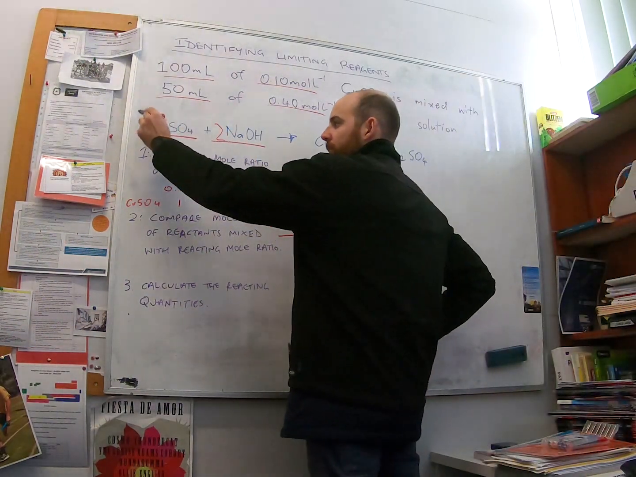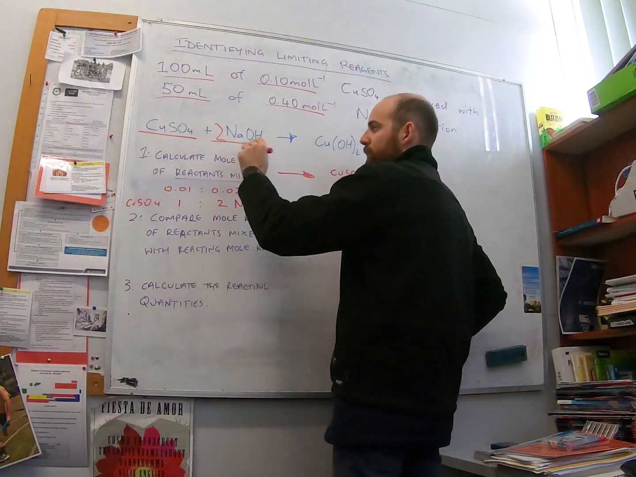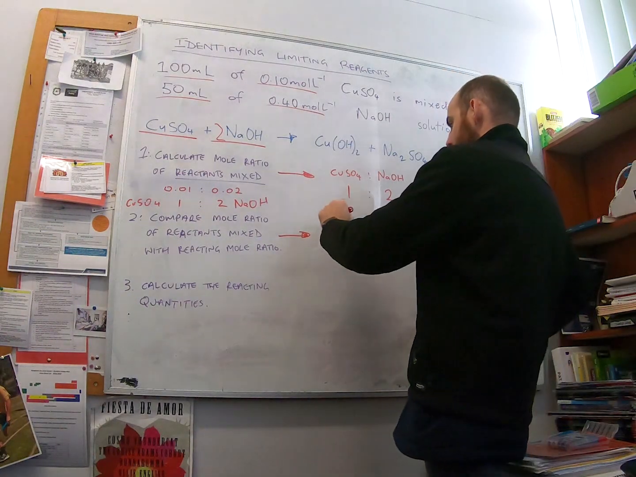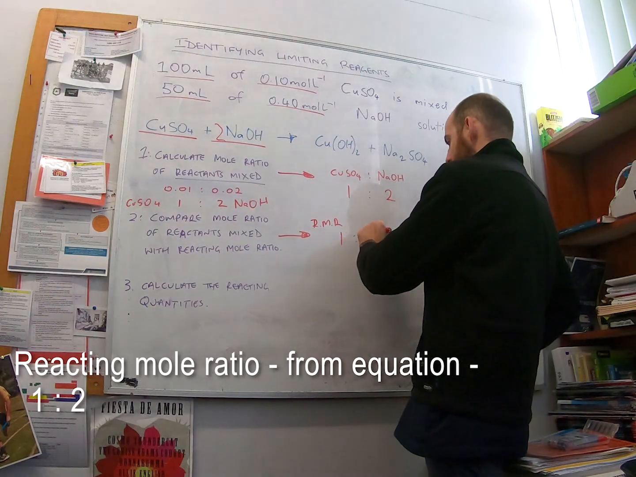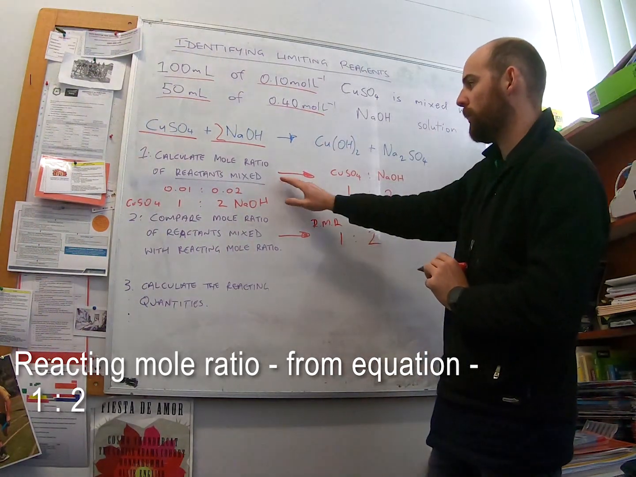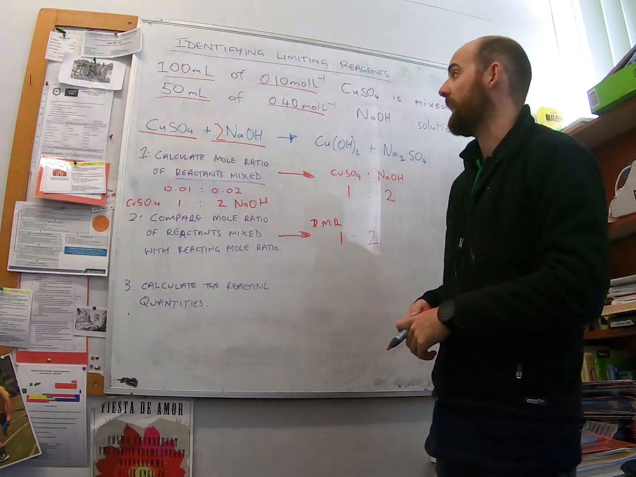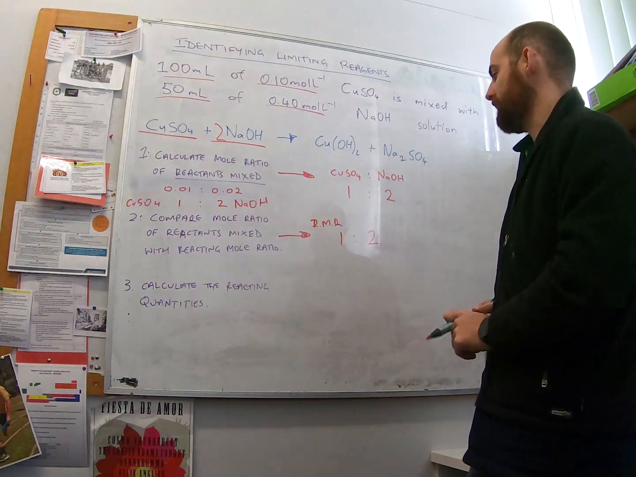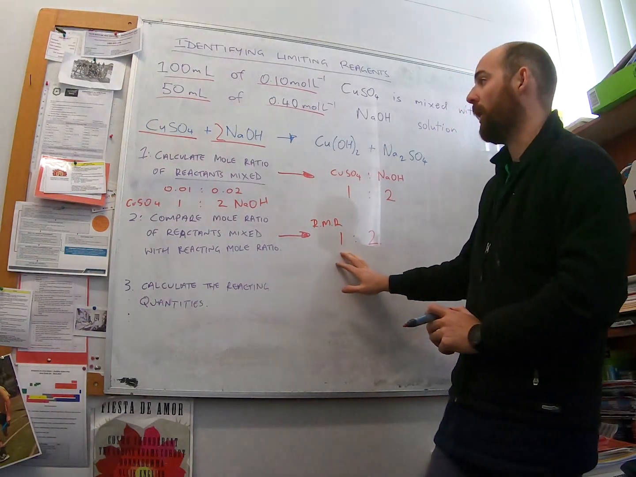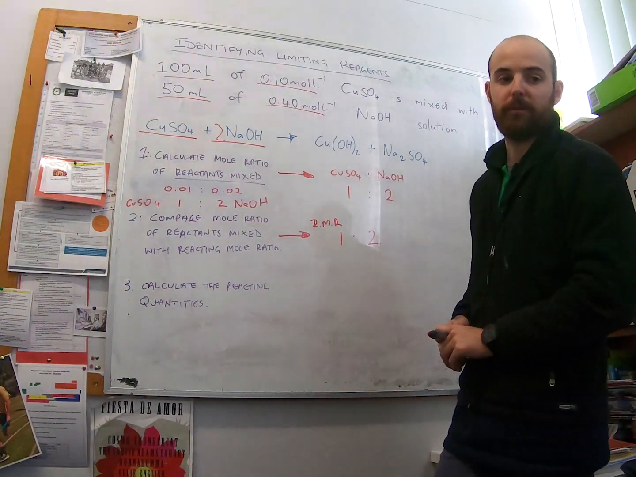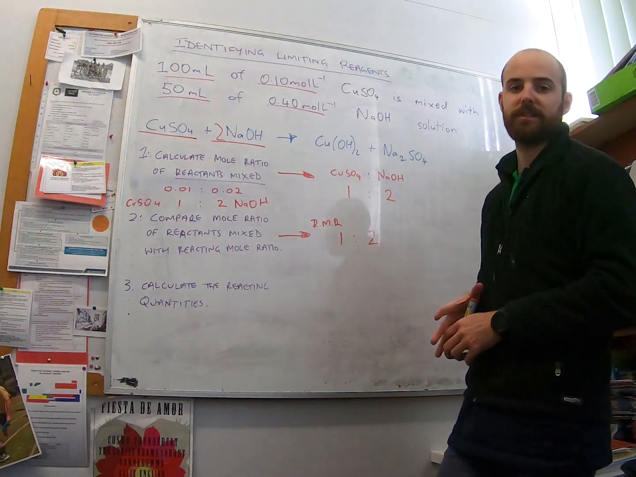So if we have a look here, we've got 1 copper sulphate and we've got 2 sodium hydroxides. So our reacting mole ratio is actually the same as our mole ratio of reactants mixed. So in this case, if we're trying to identify the limiting reagent, we don't actually have a limiting reagent, because all of the copper sulphate and all of the sodium hydroxide is going to be consumed in the reaction, based on the fact that these two ratios are the same.